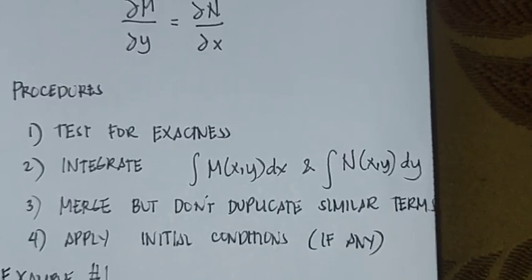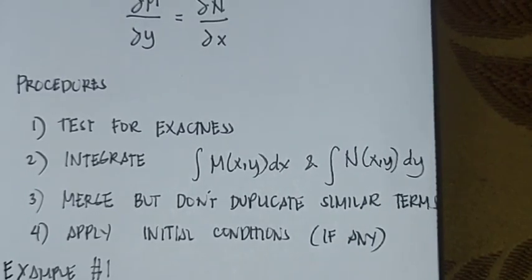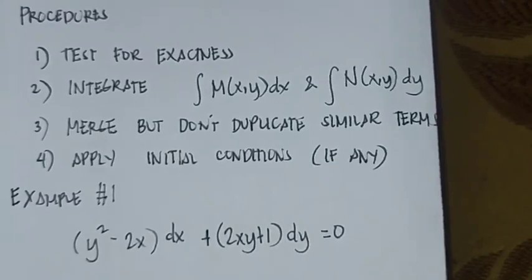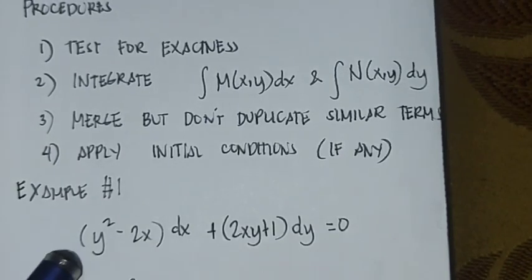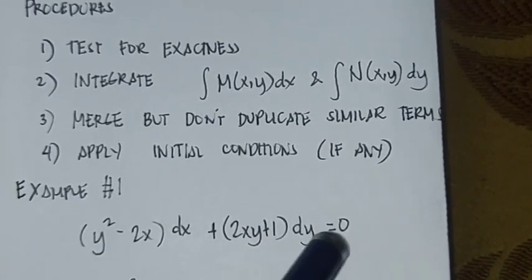And then, the last is apply initial conditions if any. So, just like other solutions, if wala namang given na initial condition, hanggang dun lang kayo. So, example number 1. Example number 1 is (y squared minus 2x) dx plus (2xy plus 1) dy is equal to 0. So, ito yung magiging M mo, ito yung magiging N mo.